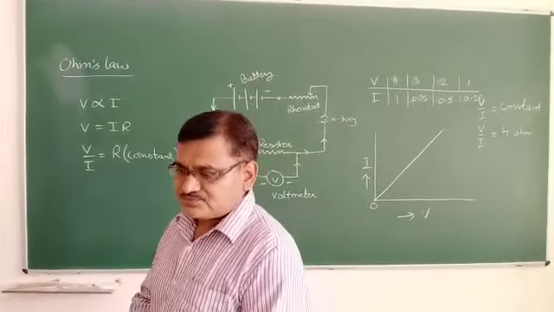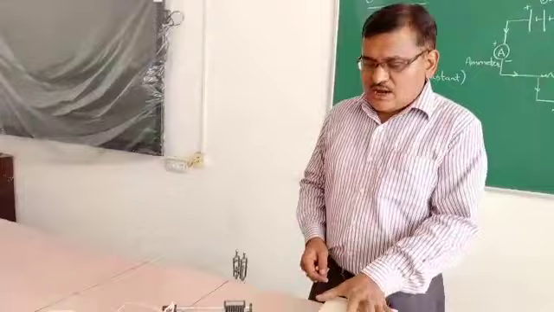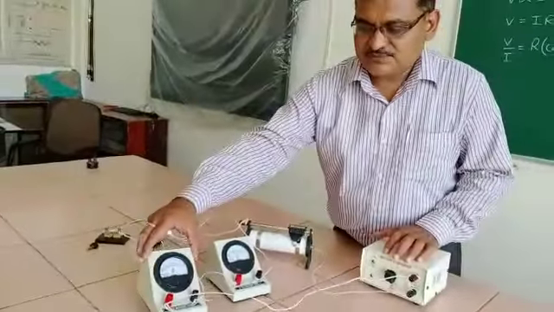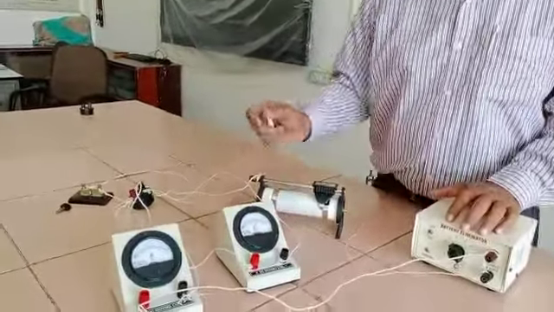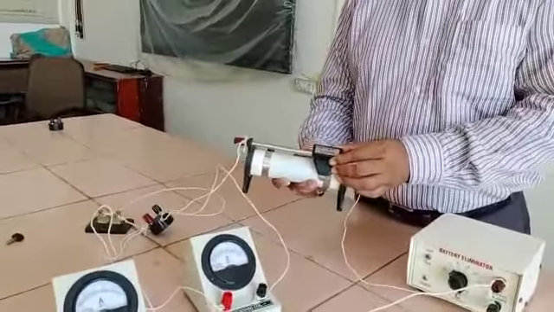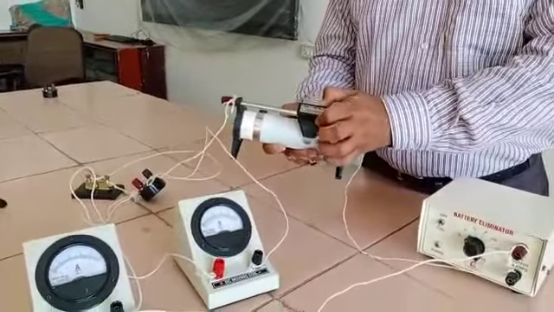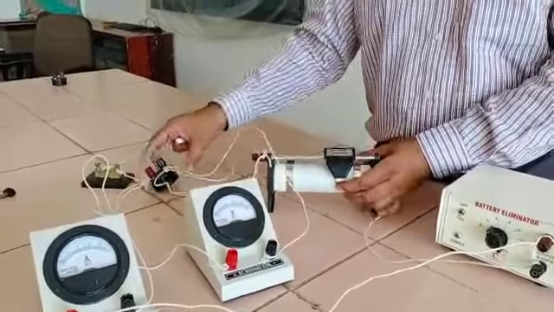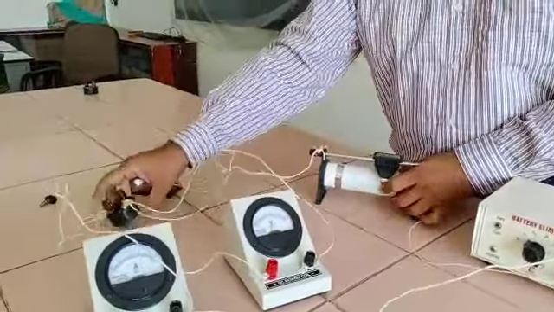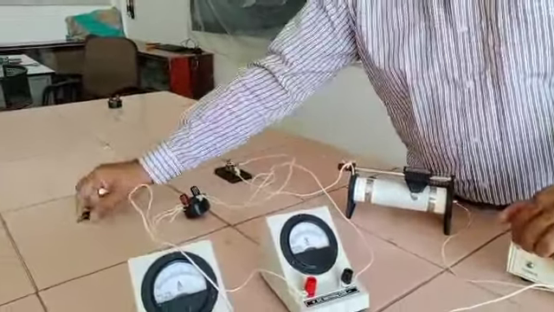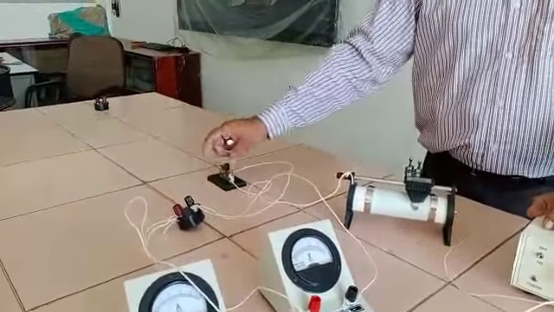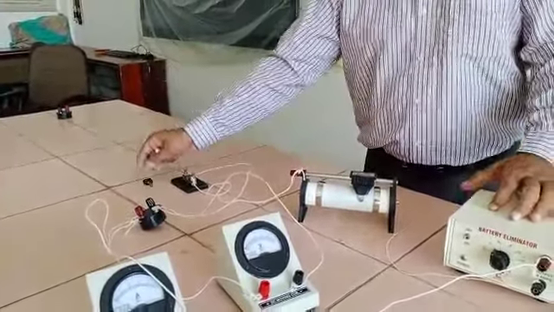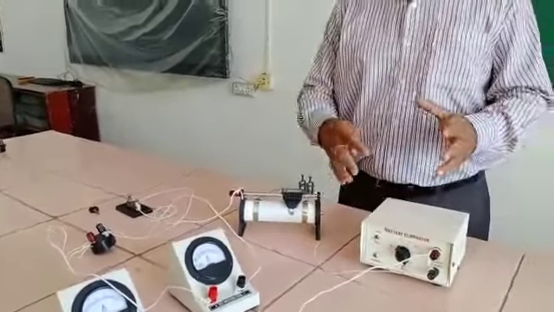So let us see here. I want to show some of the components. I have a battery eliminator in place of a battery. This is the ammeter, this is the voltmeter, and this is the rheostat. We can slide this knob, and when we slide, the length of the resistor wire is changed, due to which the current is also changed. This is the resistor and this is the key. When I apply the key, the circuit is on, and if I take it out, the circuit is off.